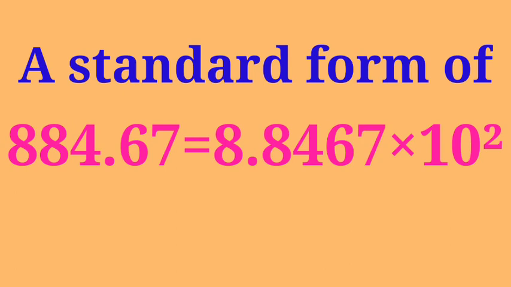8.8467 times 10 raised to exponent 2. It is raised to exponent 2 because the digits between the original decimal point and the new one are made up of 8 and 4. So there are 2 digits between these 2 decimal points. That is why we say that the standard form for this number will be 8.8467 times 10 raised to 2.